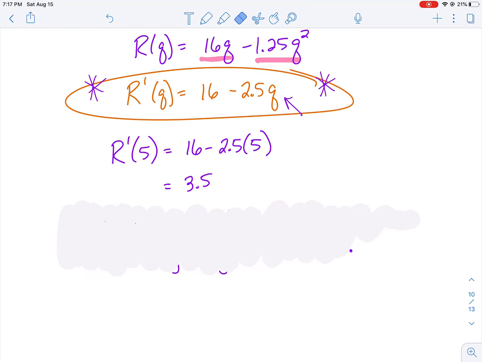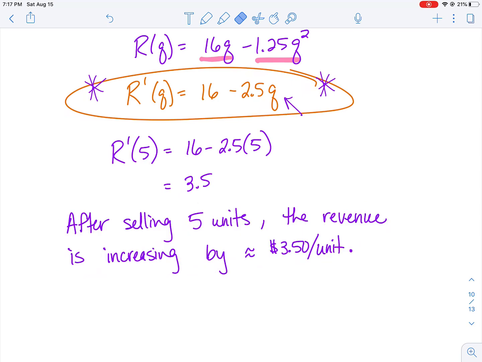So then did you make a sentence with the 3 things that we said we needed? When is this happening? What is happening? And what is your answer with correct units? Well, when is this happening? As soon as I sell 5 units, my revenue is doing what? Well, it's increasing because of that positive 3.5, and it's increasing by approximately $3.5 per unit, or can I say $3.50 per unit. After I sell 5 units, my revenue is increasing by $3.50 per unit.